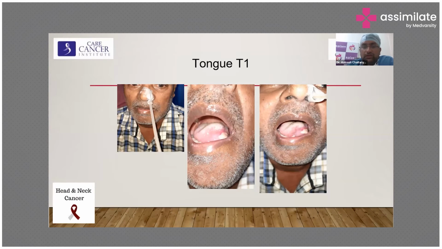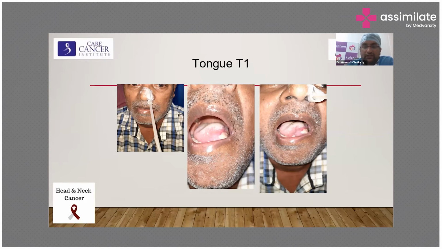This was a T2 lesion in the tongue, or I think T1 lesion. The only issue was he had a lot of nodes in the neck. So even if the primary is small, the nodes in the neck can be multiple, and they can be positive, and that required adjuvant therapy.